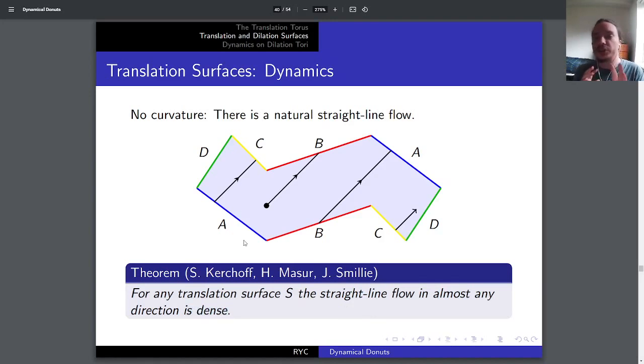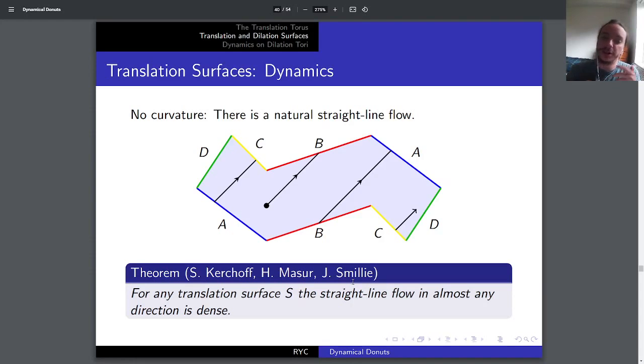Okay, and then what happens in those directions that are not dense? Well, just like on the torus, you'll either come back to where you started or you'll do something else, but it won't be something too crazy. Okay? So how did Kerckhoff, Masur, and Smillie prove this theorem? Well, it's a far cry from the proof that we did for the torus. This is a very, very difficult theorem to prove. It requires math from various different areas of very theoretical work that's very modern.